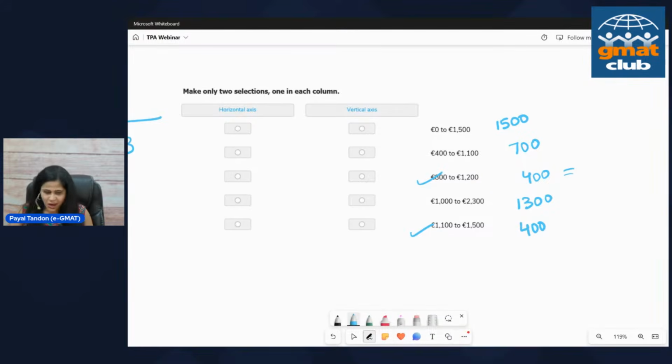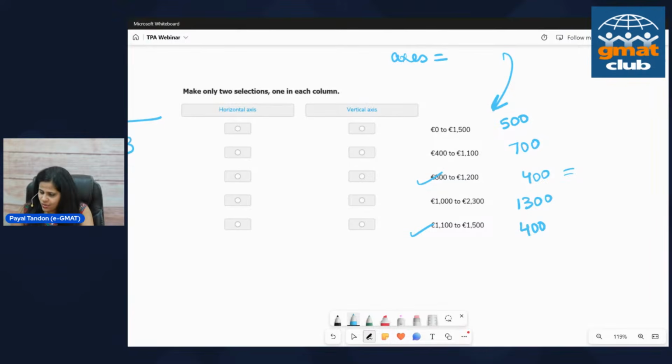400 and 400. But if you were to select 1500, then you will need to select 1500 for both horizontal and vertical. So this way you're just looking at the answer choices, and because you have that constraint from the question statement that the axis length is equal, from that constraint you're making sense of what could be the potential selection criteria over here. Okay, does that make sense? Because both these axes have to be of the same range.